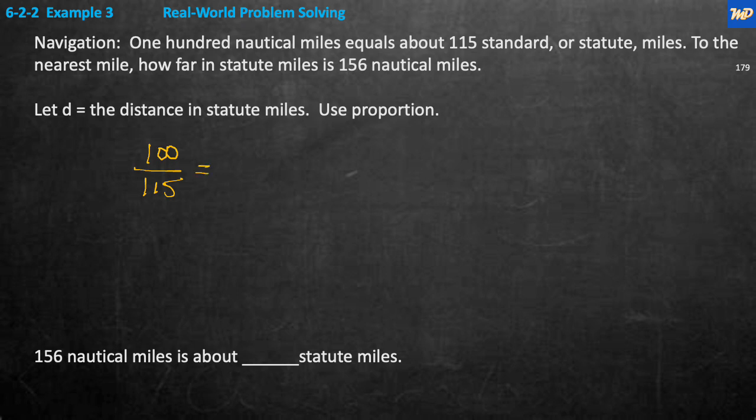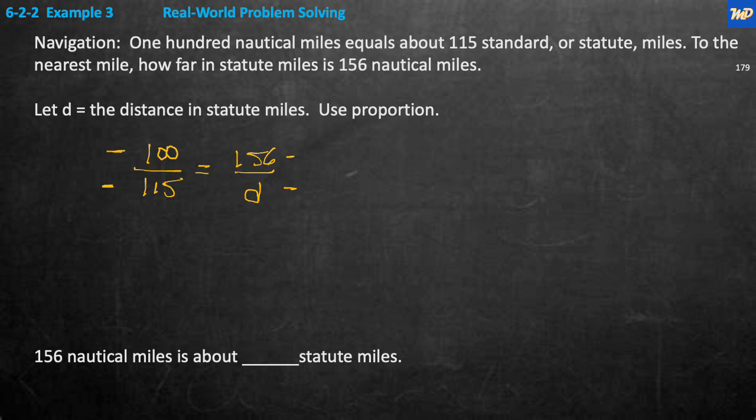And that is equal to 156 nautical miles divided by D statute miles. So the relationship, nautical on the top, standard on the bottom. So the proportions are correct in the sense of the ratio, what's on top and what's on the bottom. So now we're going to solve for D.